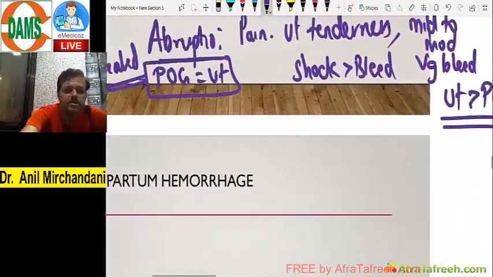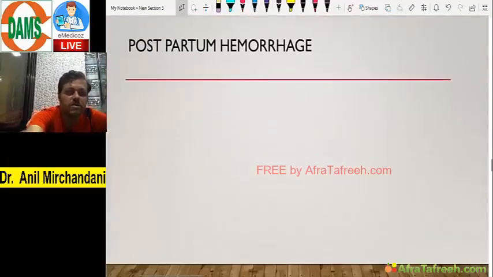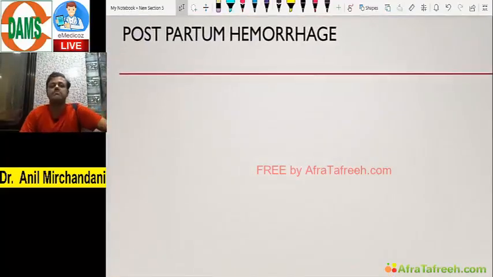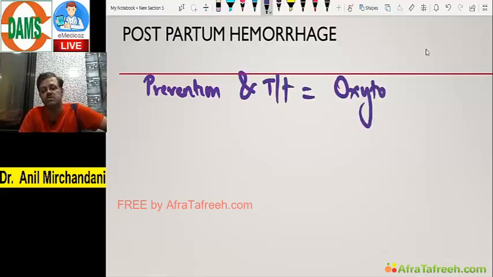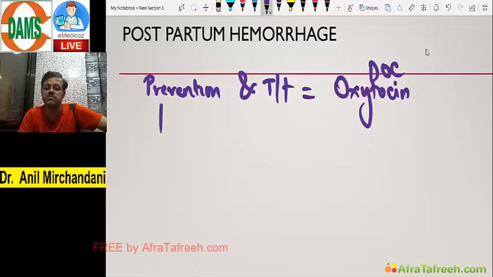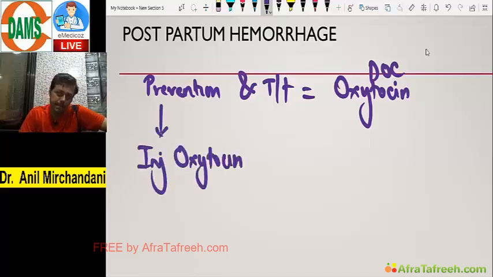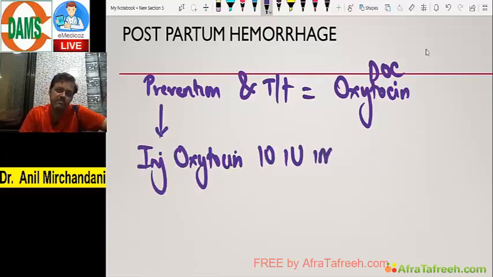All right. After this is a question about postpartum hemorrhage. Remember, prevention and treatment of postpartum hemorrhage is by injection oxytocin. Yeah, we give injection oxytocin. Prevention dose of injection oxytocin is 10 international unit IM.